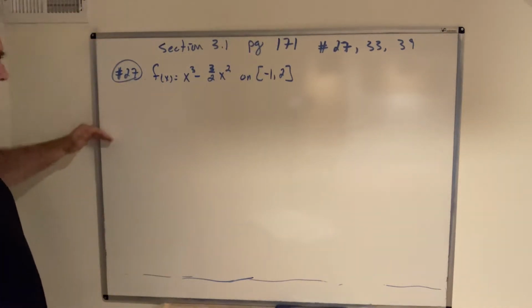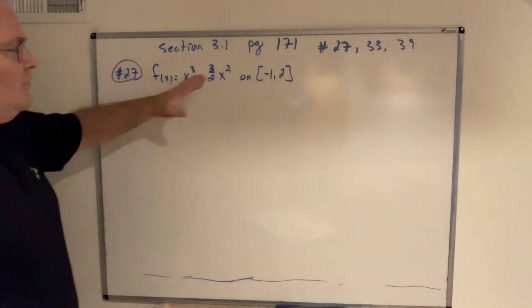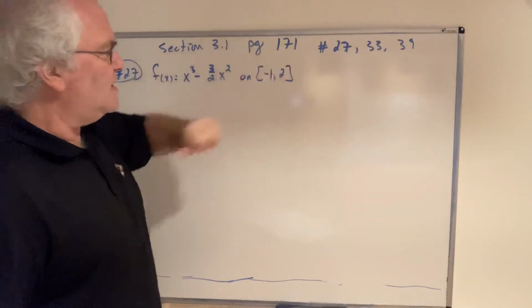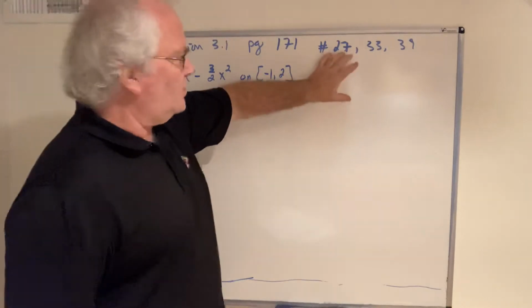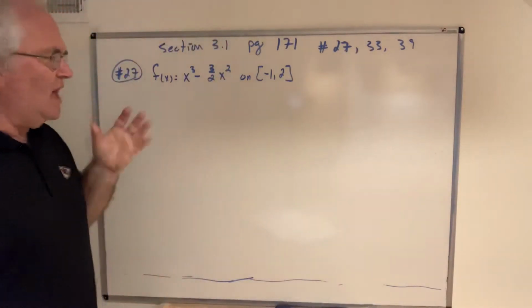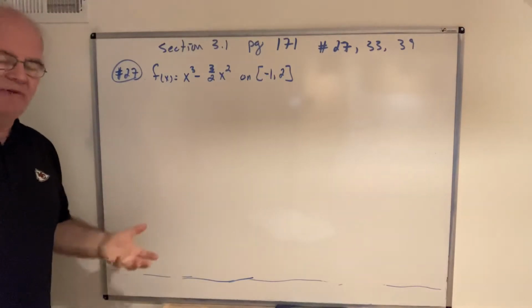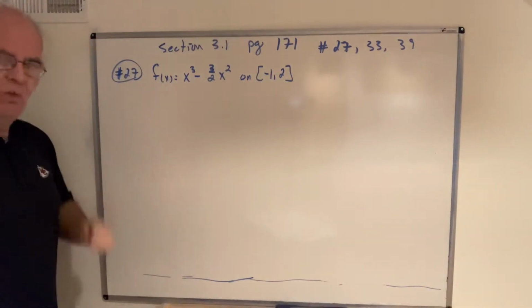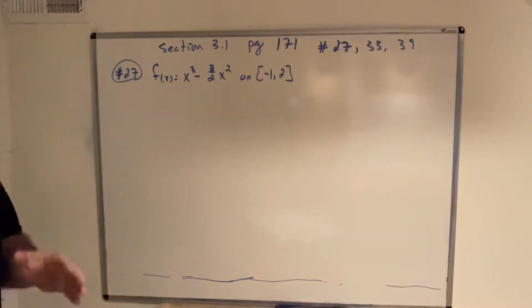In this video, I'm going to work through a few examples from section 3.1, page 171 of the text. I want to work through numbers 27, 33, and 39, and not give a lot of commentary or exposition. I'll talk through it as I go, but I'm essentially just going to work through the problems so that you have a reference for the work that you've done.